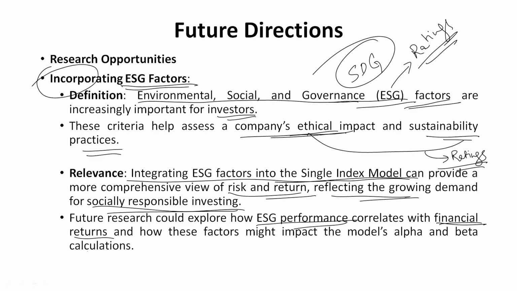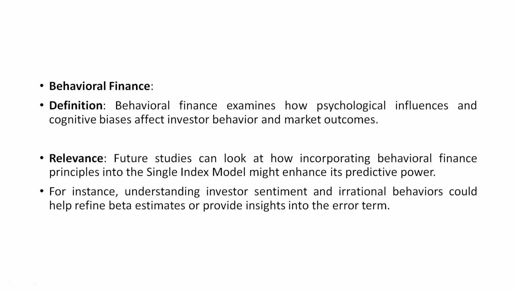One or two examples which are not part of ESG, but still have an impact on financial performance, are CSR activities and other things. Even though CSR could be considered part of ESG activities, it still has a reflection in the alpha and beta calculation. So that's one of the important aspects.